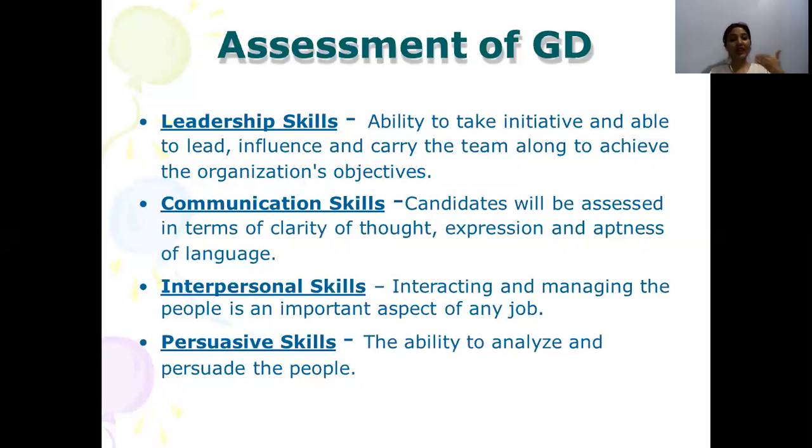And how you analyze and how you persuade people, what is going on in their mind and what is coming up next from their side. That is what persuasive skills are all about. So these are the four parameters, the four skills that we should have in order to get selected or to clear every GD we take part in.